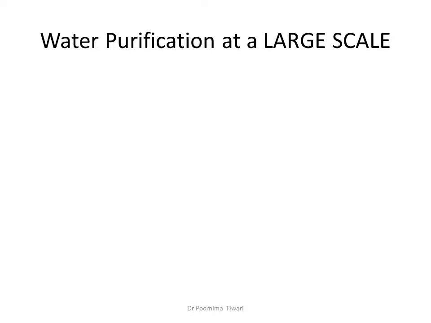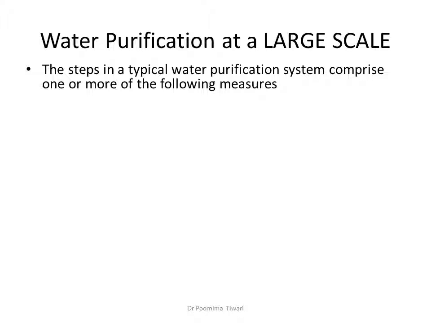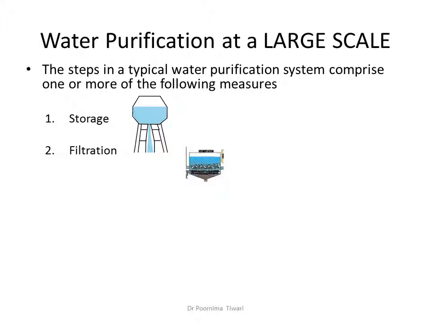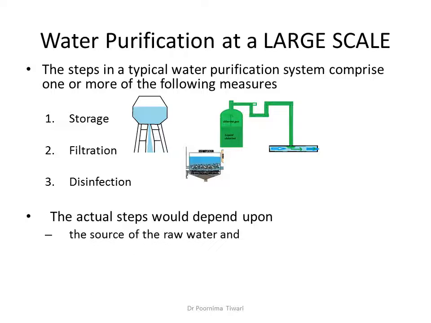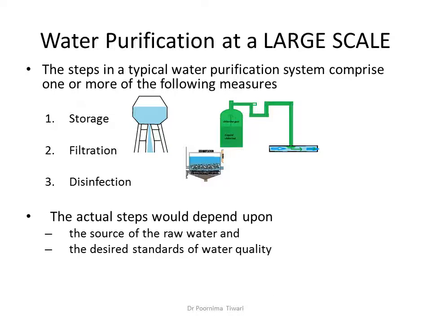Water purification at a large scale. The steps involved in a typical water purification system comprise one or more of the following measures. Storage of water. Second step, filtration of water. And third step is disinfection of water. The actual steps would depend upon the source of raw water and the desired standards of water quality, that is, whether it is required for drinking or not.